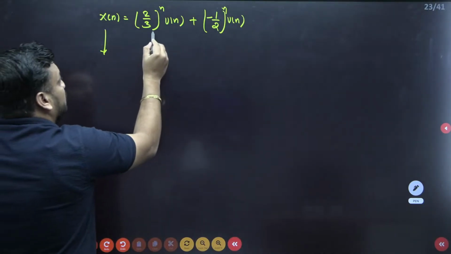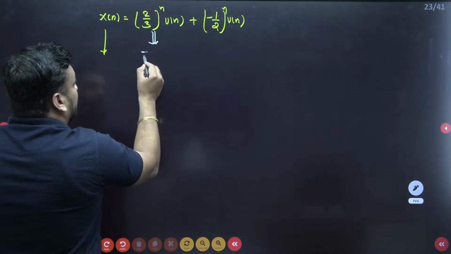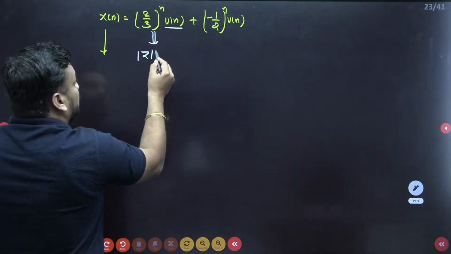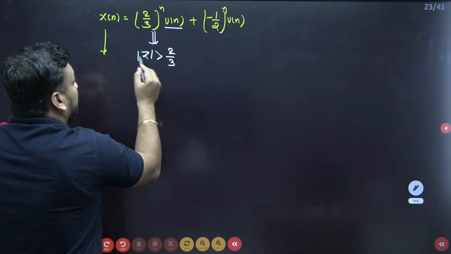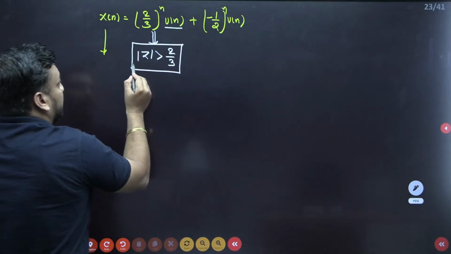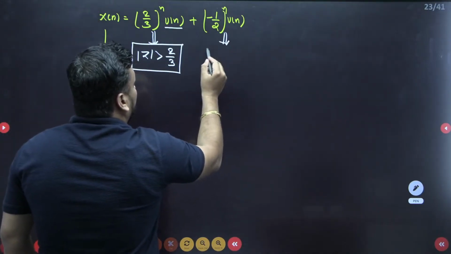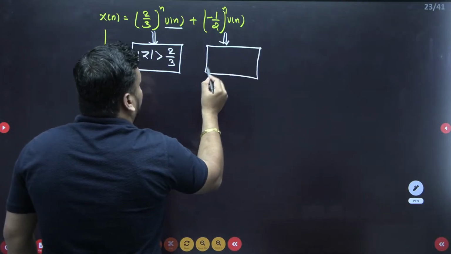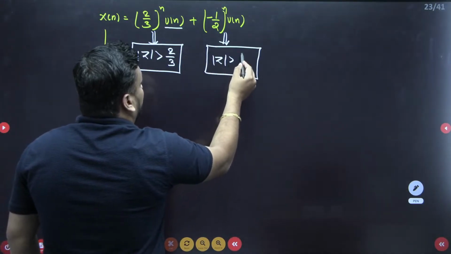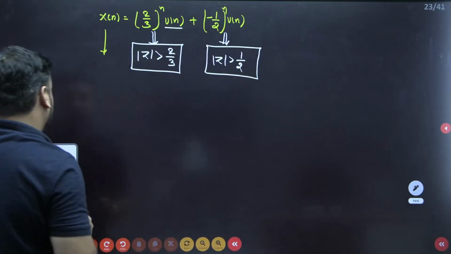First of all, you have to check the ROC. If you check the ROC, because of u(n), you will get mode of Z greater than 2/3. So first of all, ROC is mode of Z greater than 2/3, and here also you will get the ROC, that is mode of Z greater than half.